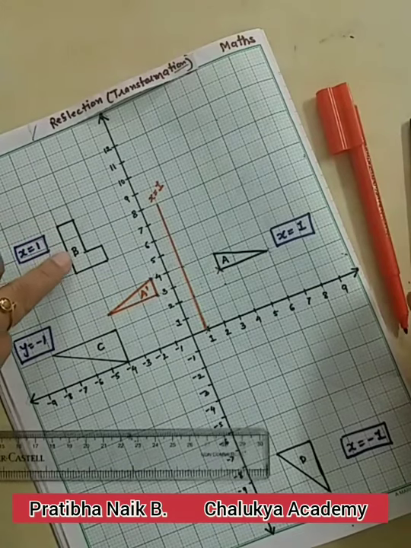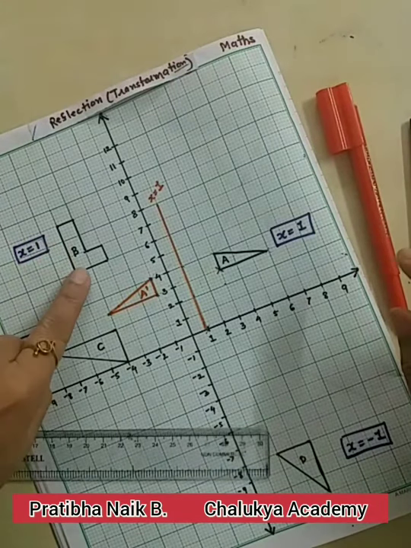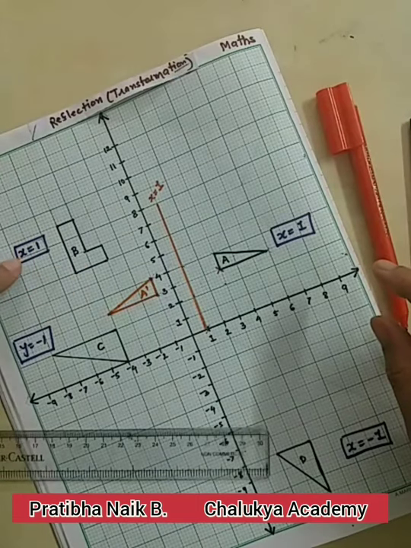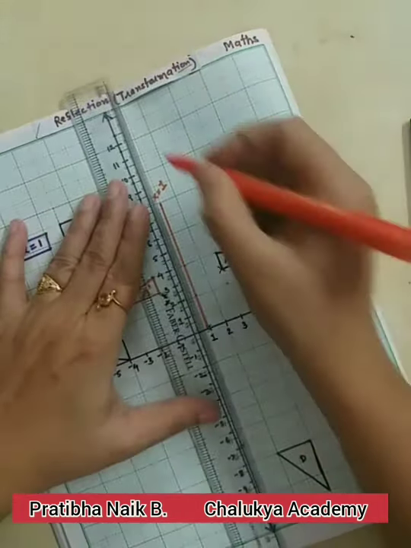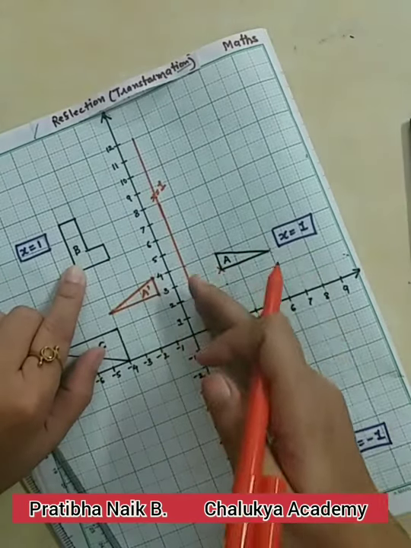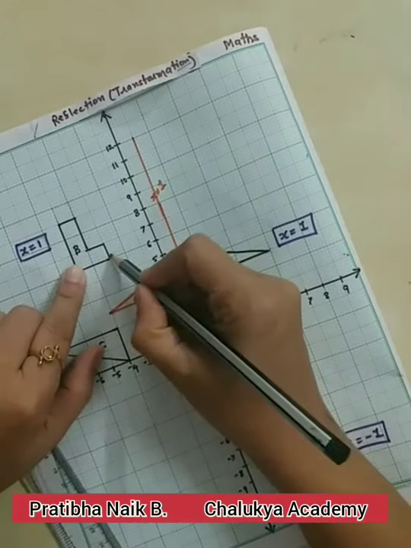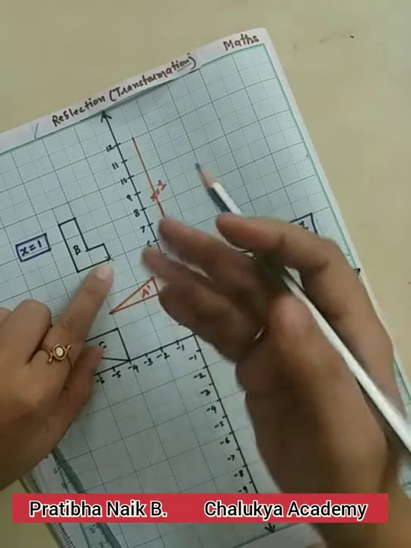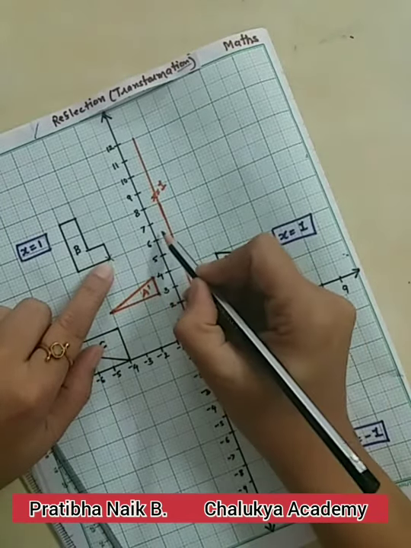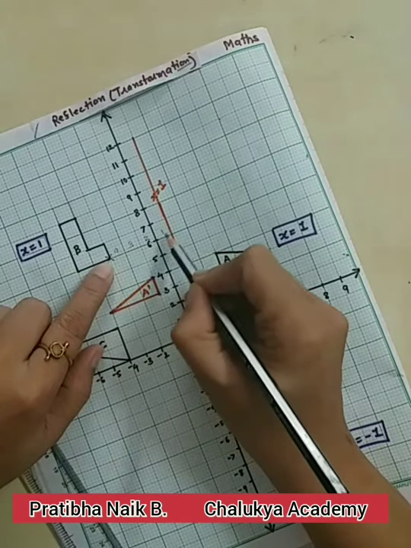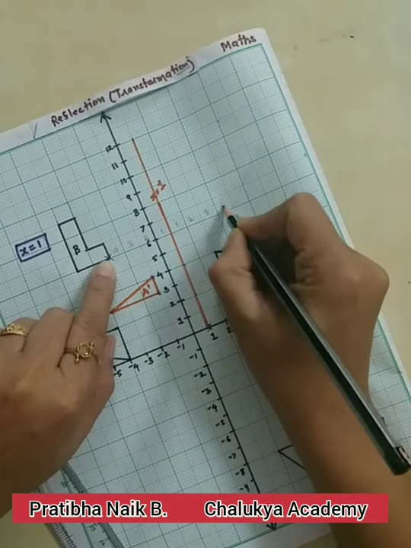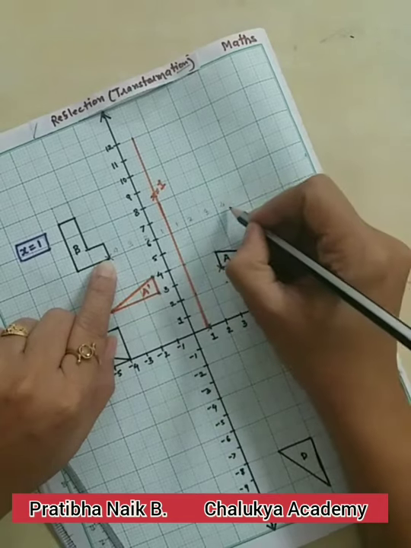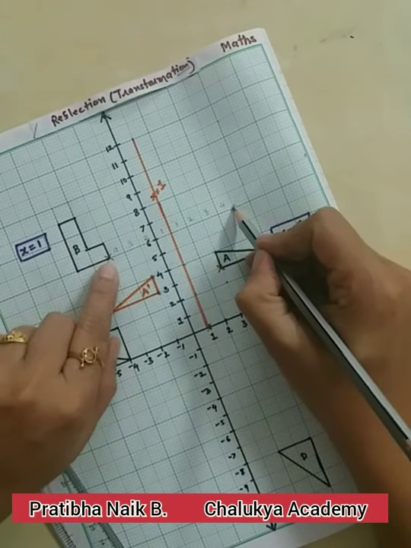Now let's go to figure B. Again for figure B, you have to draw the image of figure B through mirror line x equal to 1. So we need to just extend this line further because we have to take a reflection of this object also through mirror line x equal to 1. So let's consider this vertex of this figure. You can see this is 1, 2, 3, 4 units away from the mirror line. So similarly we will move 4 units away, just opposite to the mirror line. So this is the reflection of the given point.